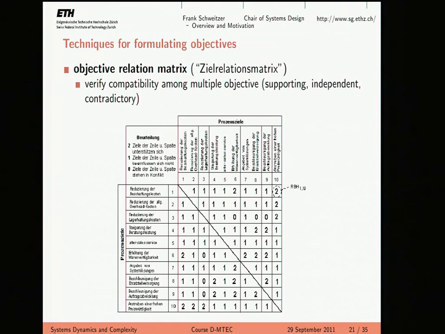And the same thing for this zero, which is improvement of product availability. So if you have less storage costs, meaning probably you store less, your inventory is less, product availability may be negatively impacted at times of high demand. So things like this, you identify the contradicting aspects of your objectives.